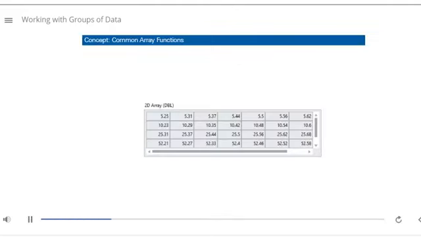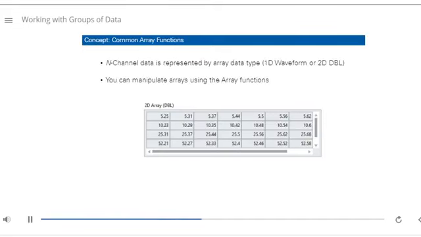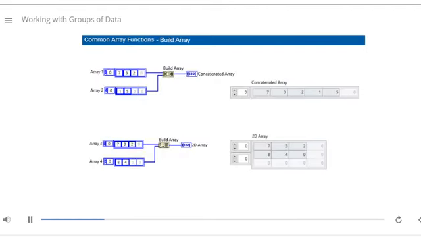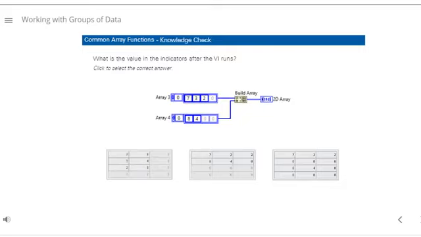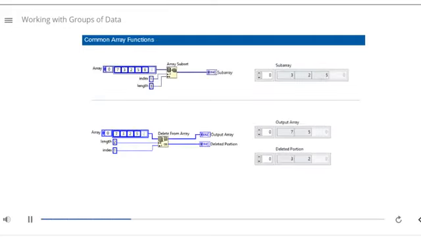Because n-channel data is represented by a 1D waveform or a 2D DBL array data type, you can manipulate the data using the array functions. The build array function concatenates multiple arrays or appends elements to an n-dimensional array. Pay attention to the difference in the thickness of output wires for the two build array functions. Refer to the LabVIEW help for more information about common array functions.